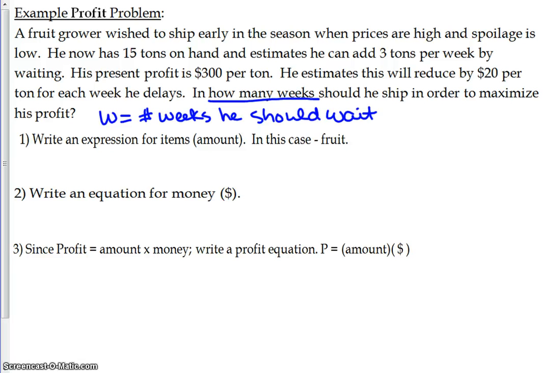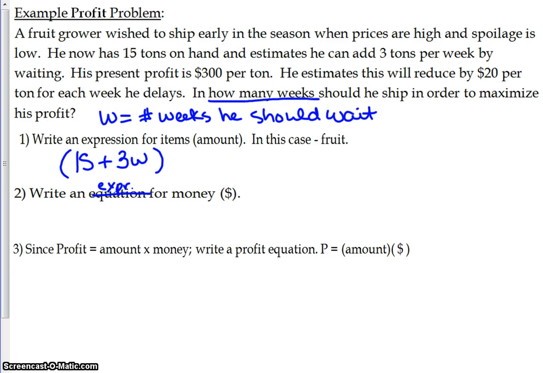Write an expression for the amount. In other words, how much fruit does he have on hand? Well, he has 15 tons of fruit, and then every week he adds another 3 tons. So 3 times the number of weeks that we're going to wait. And that's its own expression, by the way. This should say expression, not equation.